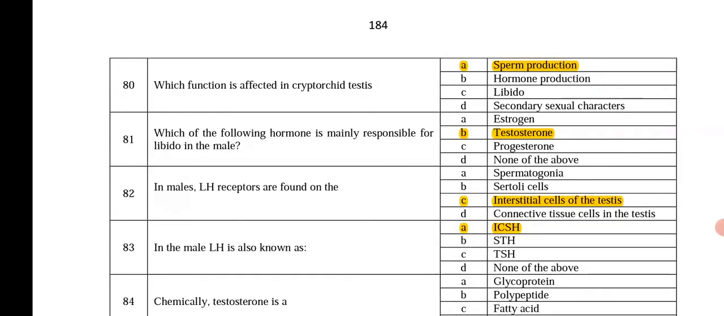Which function is affected in cryptorchid testis? Sperm production. Which of the following hormone is mainly responsible for libido in the male? Testosterone. In males, LH receptors are found on the interstitial cells of the testes. In male, LH is also known as ICSH.